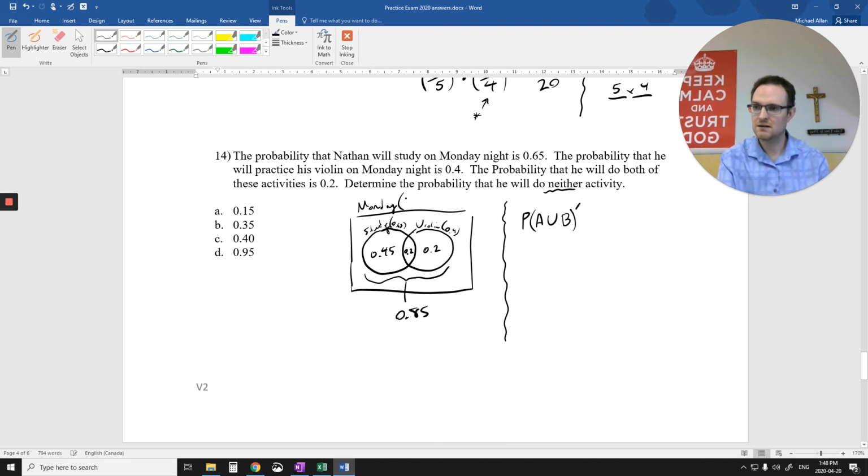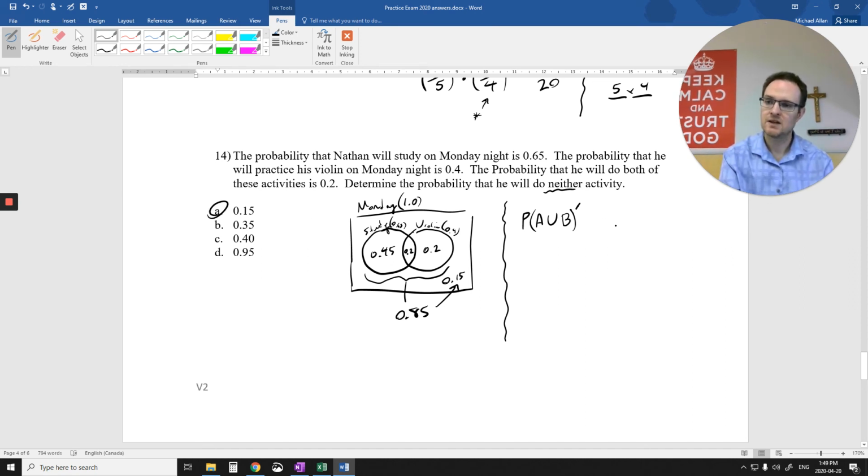Okay, but Monday always happens. So Monday is a certainty. Something's going to happen on Monday. So there's a 1.0 chance that Monday will happen. So where's the other piece? Well, that's me not doing anything. So that's at 0.15 there.